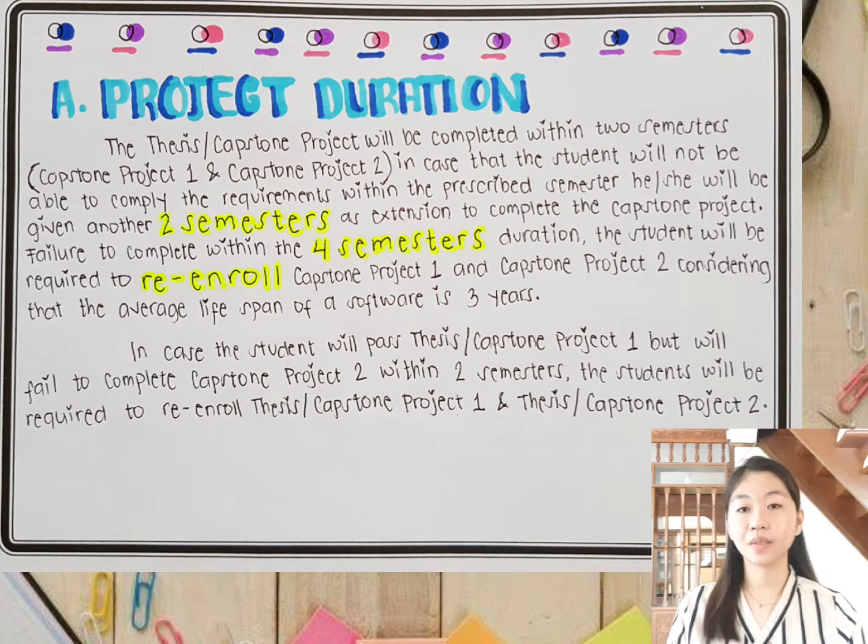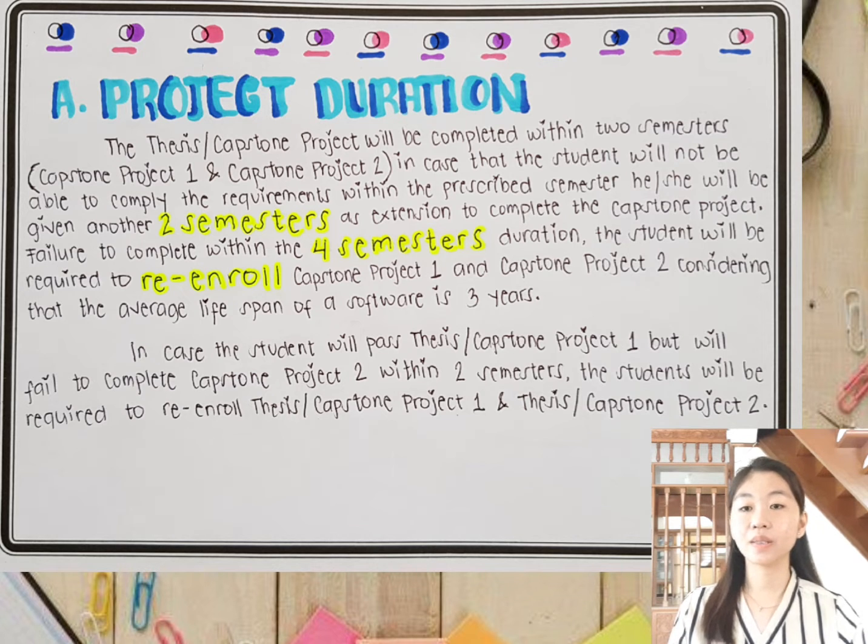In case the student will not be able to comply with the requirements within the prescribed semesters, he or she will be given another 2 semesters as extension to complete the Capstone Project. Failure to complete within the 4 semesters duration, the student will be required to re-enroll Capstone Project 1 and Capstone Project 2, considering that the average lifespan of a software is 3 years.